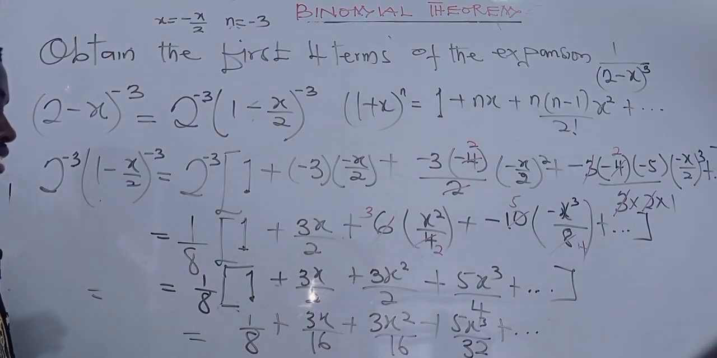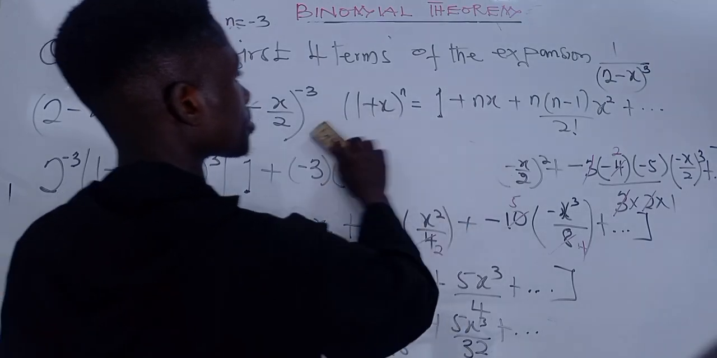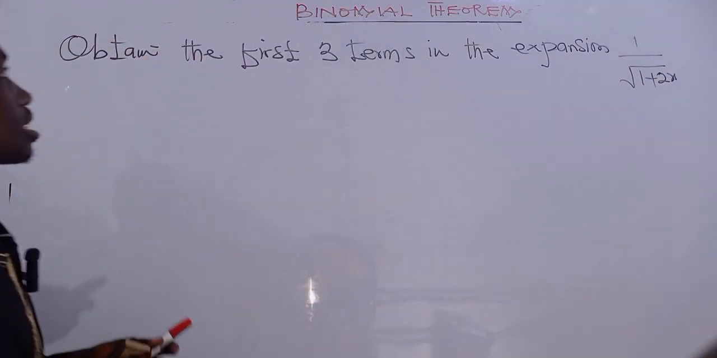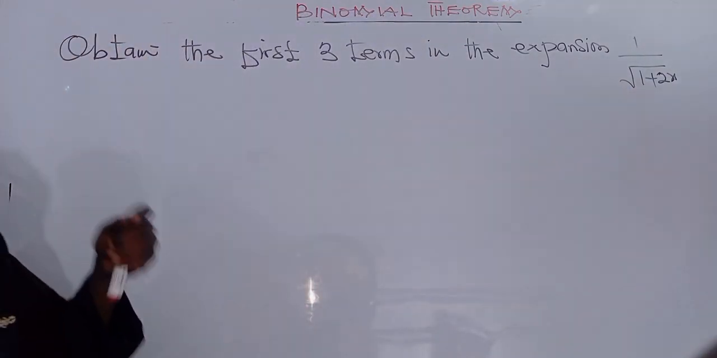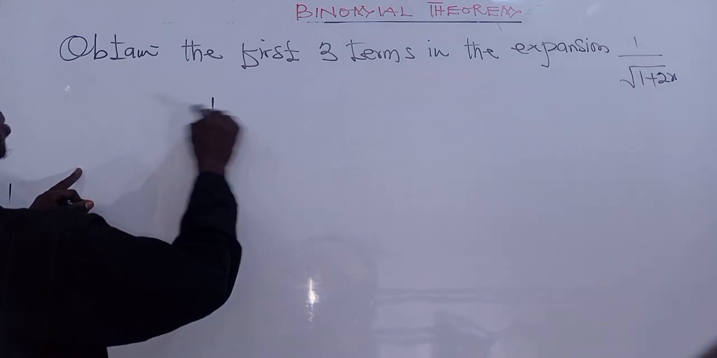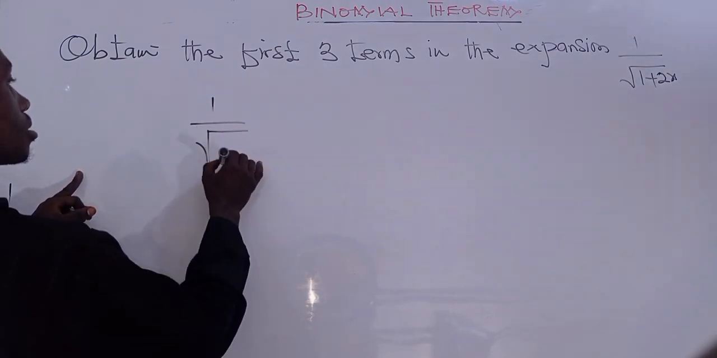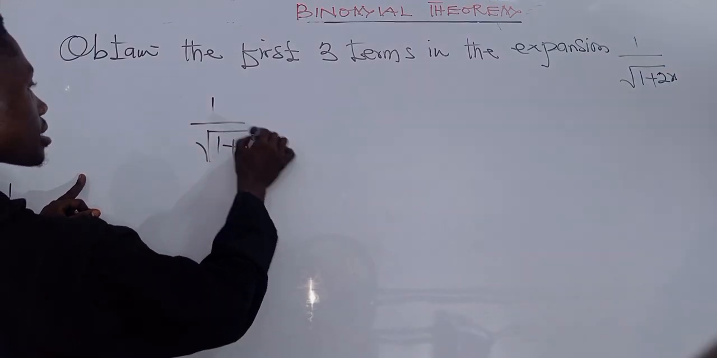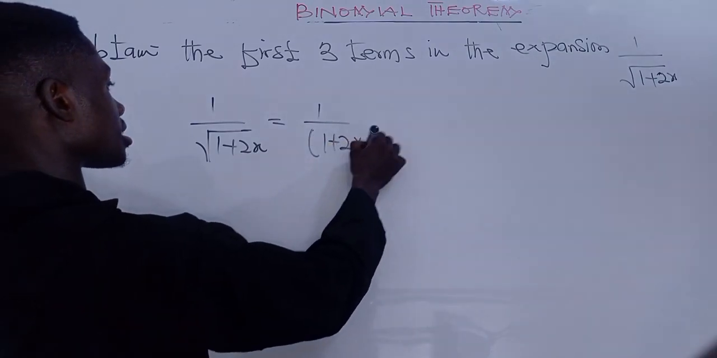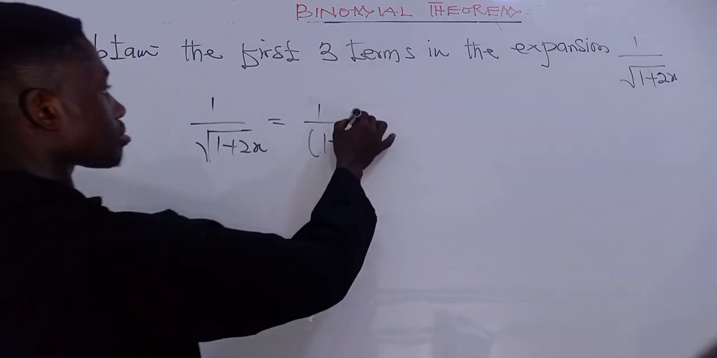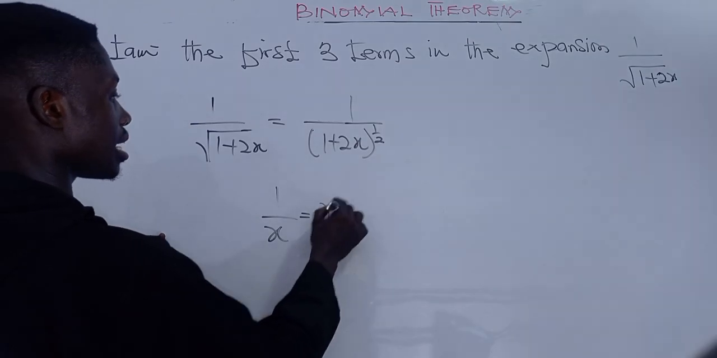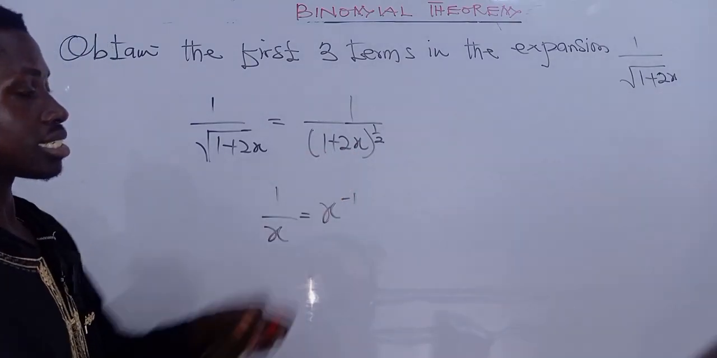So let's take our last example. We have to obtain the first 3 terms in the expansion of 1 over root of 1 plus 2x. So we have 1 over 1 plus 2x. Now we know that the root is the same as a power of half. So applying the same concept as 1 over x, which can be written as x raised to the power negative 1, we can apply the same concept here.